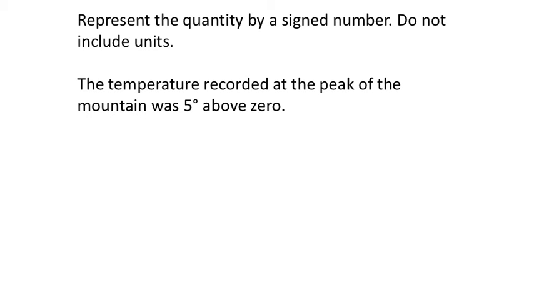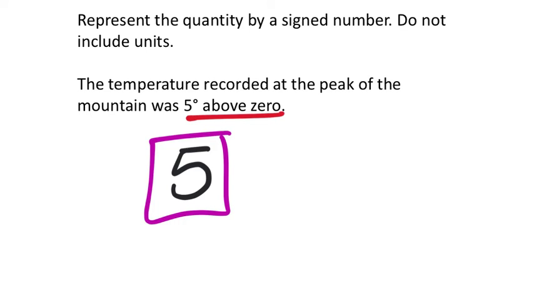positive or negative. So the temperature recorded at the peak of the mountain was 5 degrees above zero. So either way, we're dealing with 5. We just got to figure out the sign of this. And this one is above 0, which indicates that it's positive. Again, we don't really need to show that positive sign there. So I'm not going to. It's just 5. You can say positive 5 if you want to, but 5 works.